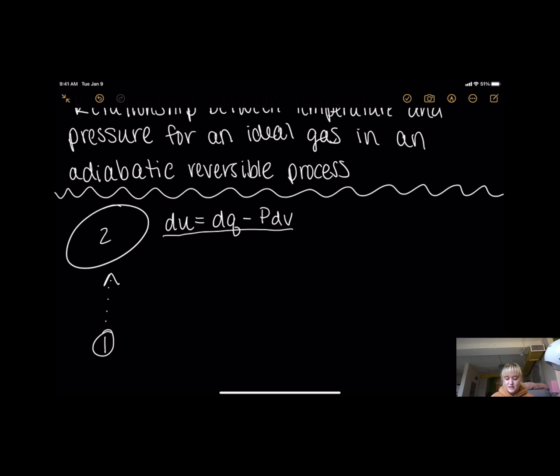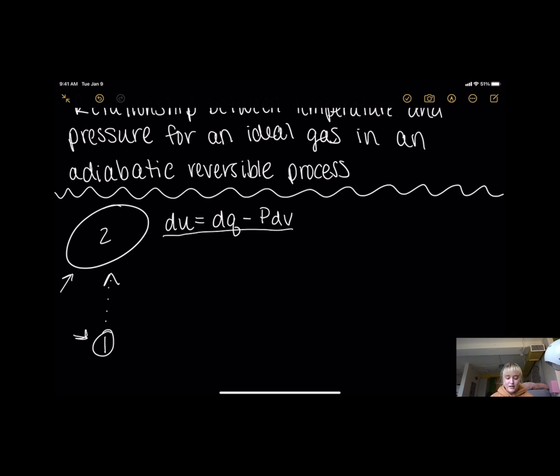Here dU is the change in internal energy, and that equals the change in heat minus the pressure times the change in volume. And we also have here a pocket of gas. We're going to call that pocket 1, and then as it rises in altitude, we have a second pocket here, pocket 2, which is, as you can see, much larger than pocket 1.